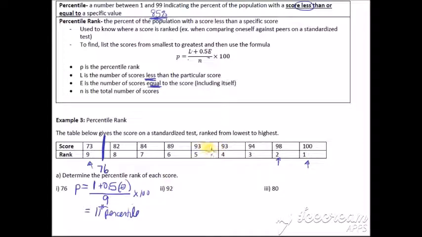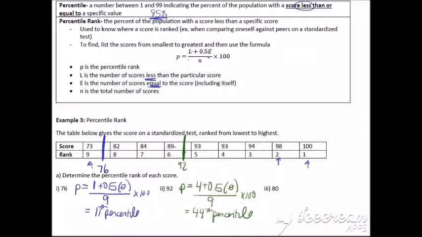Okay, 92. So 92 would land here because this is 93 and this is 89. So let's do the formula. How many marks are lower? 1, 2, 3, 4. How many marks are equal? Well, none. Nobody scored 92. And then divided by the number of scores, which is 9. We're going to multiply this by 100. Okay, so then if you calculate this, you get the 44th percentile.